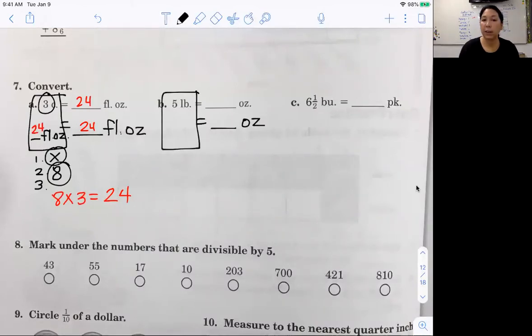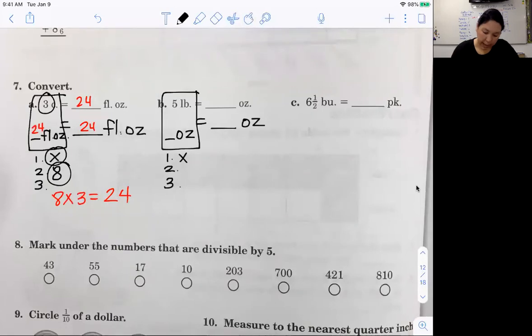So we're changing 5 pounds to what? Something ounces. That's what they want us to know. Okay, so what's bigger, a pound or an ounce? Pounds are bigger. So we're going pounds to ounces, multiply. Remember, large to small multiply, small to large divide, right? But we're going pounds to ounces, multiply. Okay, so put a multiply again.